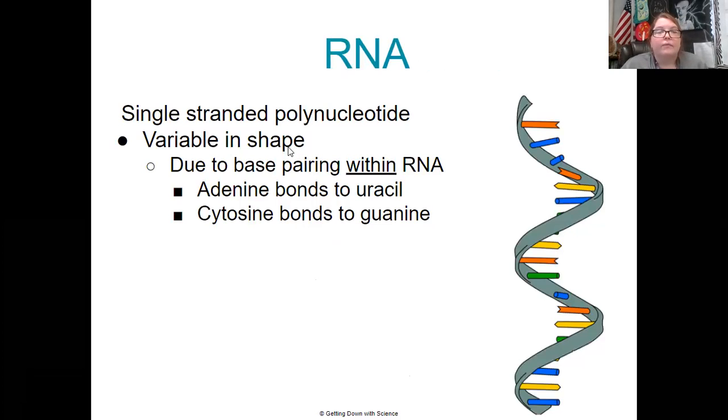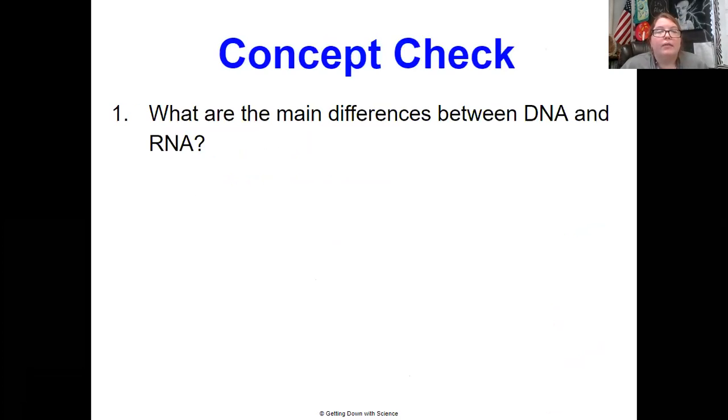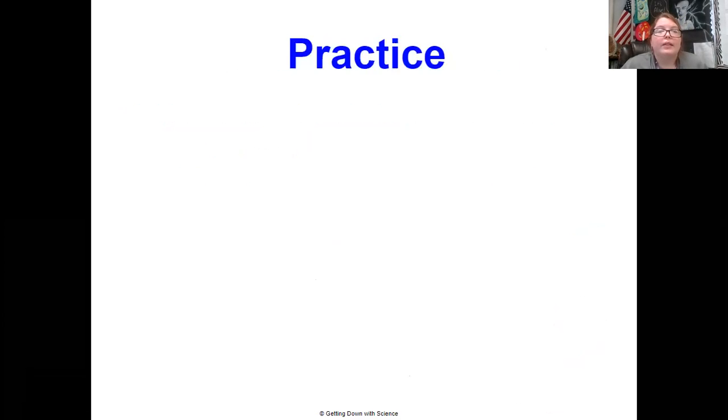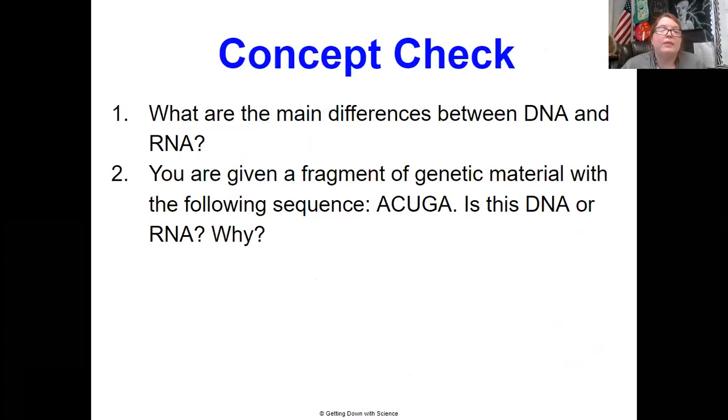Okay. So these are just some concepts you'll probably see on a test. The main differences between DNA and RNA: DNA is double-stranded, RNA is single-stranded. DNA uses deoxyribose, RNA only uses ribose. So yeah, those are some things you need to know.